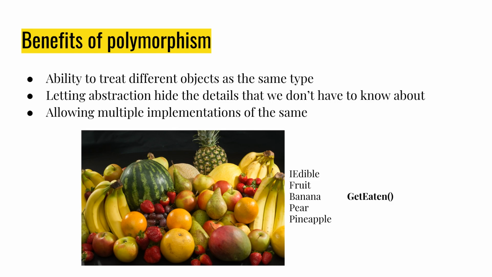So the benefit of polymorphism is abstraction. It's hiding the details that we don't need to know about. All we need to know is what it does in a nutshell, in a black box. We shove it some input, we get some output, or we get something done. That's all we should care about. Especially when consuming APIs and using third-party libraries. We should know what it does without knowing how it's done. All right.